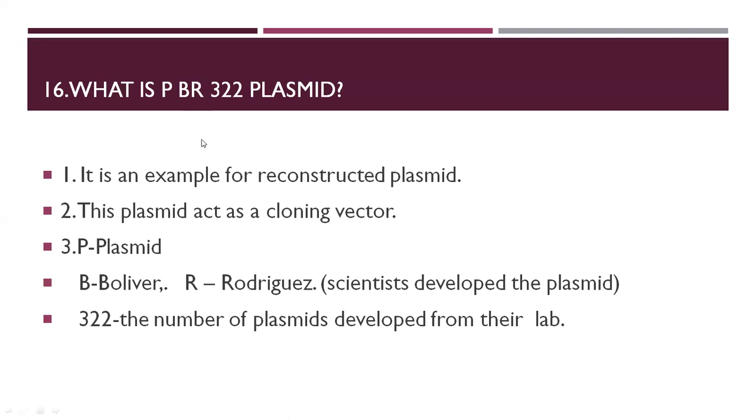In PBR322, P represents the plasmid, B and R represent the scientist names Bolivar and Rodriguez. The scientists developed the plasmid, and 322, this number represents the number of plasmids developed from that lab. It is a Bolivar and Rodriguez lab.